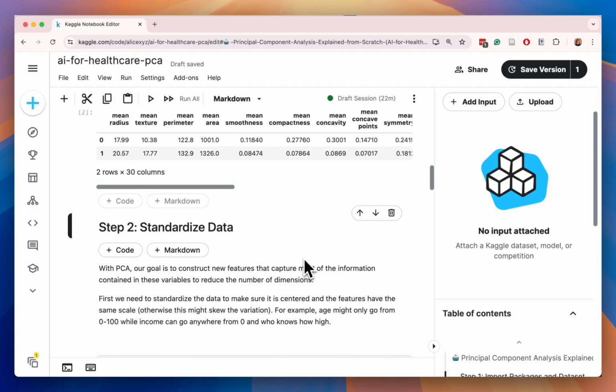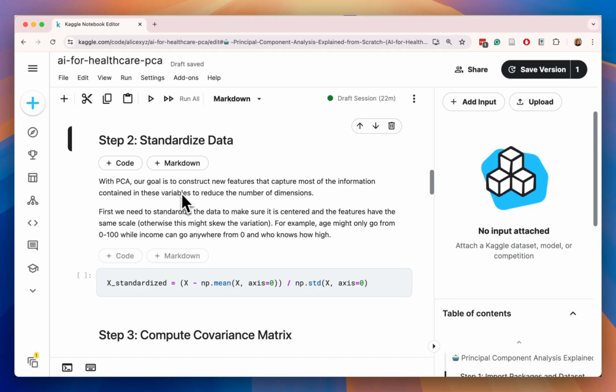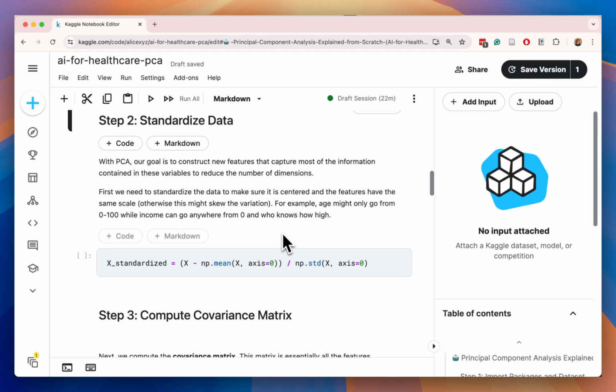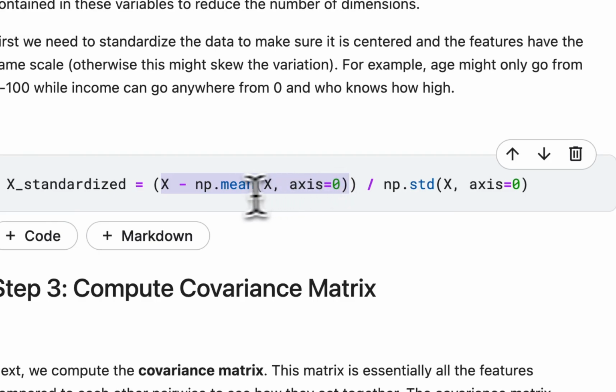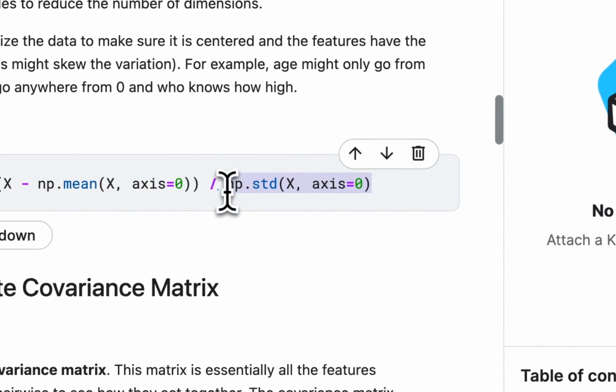The next step is to standardize the data, because with PCA, our goal is to construct new features that capture most of the information contained in these variables to reduce the number of dimensions. But first, we need to standardize the data and make sure it is centered and the features have the same scale. Otherwise, this might skew the variation. For example, age might only go from 0 to 100, while income can go anywhere from 100 and, who knows, how high. So to standardize it, we subtract the mean, which mean-centers it. And then we divide by the standard deviation to account for these differences in scale.